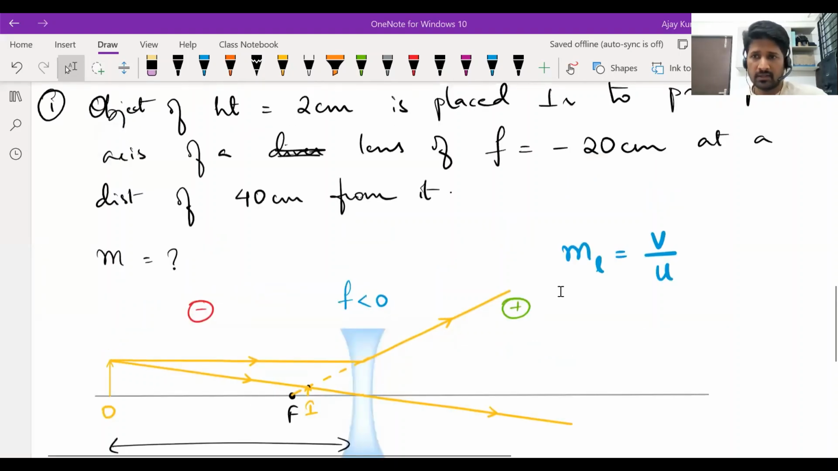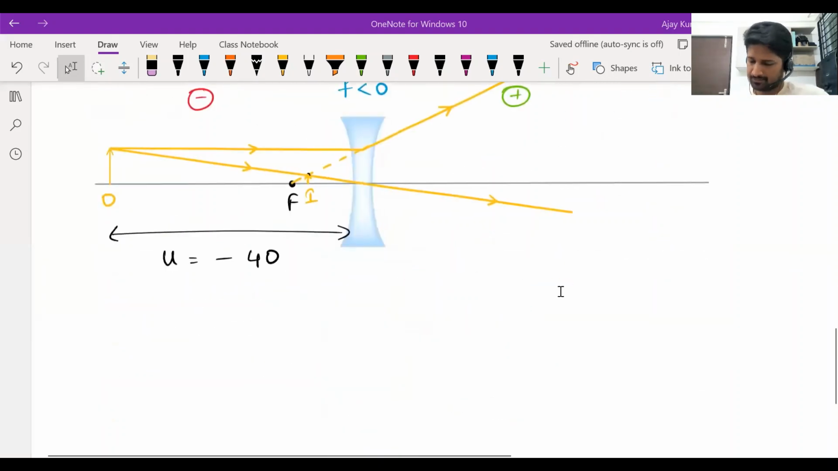No, sir. Tell me the lens formula. 1 by f is equal to 1 by v plus 1 by u. No, you told the mirror formula. For the lens formula, 1 by v minus 1 by u is 1 by f.